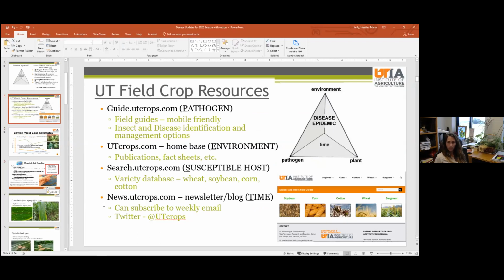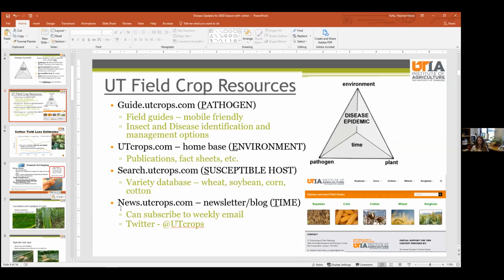Great. So I am the field crops pathologist for UT, and I'm going to focus on just the field crops today, go over a little bit of cotton, and then focus mostly on corn and soybean. And I know Dr. Scott Stewart was on the last lunch session, and he did a really good job going over some of the resources available.